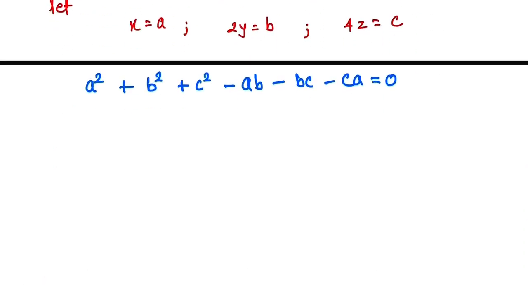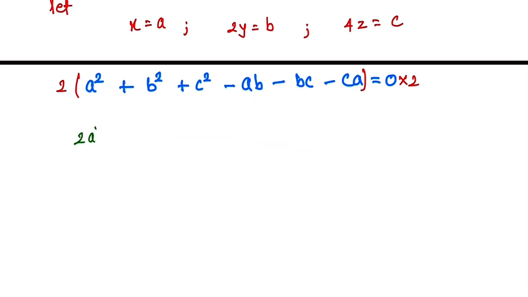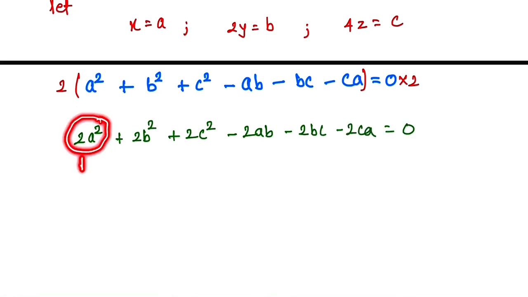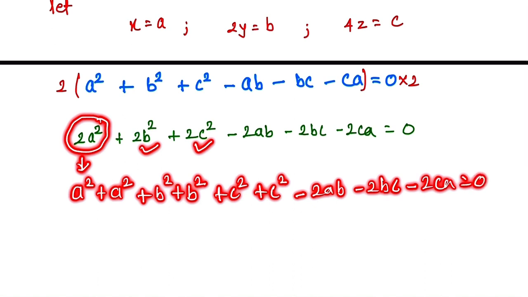So now we multiply both sides by 2. Here is 2a square plus 2b square plus 2c square minus 2ab minus 2bc minus 2ca is equal to 0. Here 2a square can be written as a square plus a square, and likewise b square plus b square, and c square plus c square, and minus 2ab minus 2bc and minus 2ca.